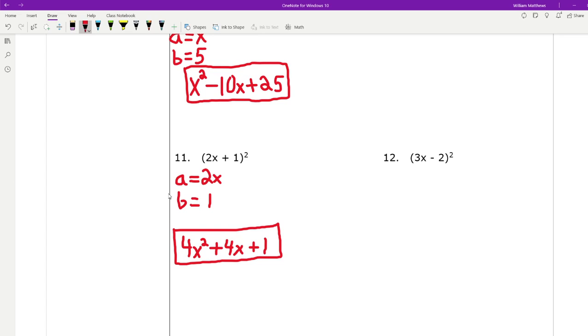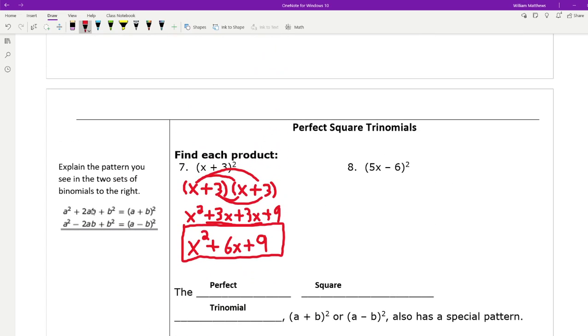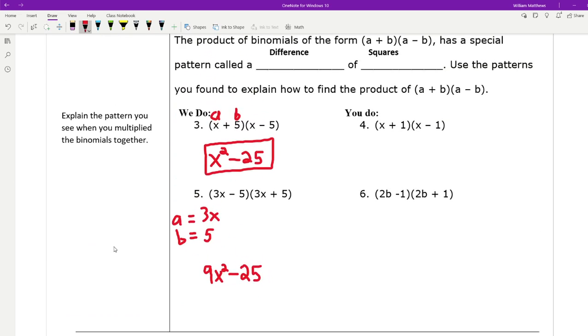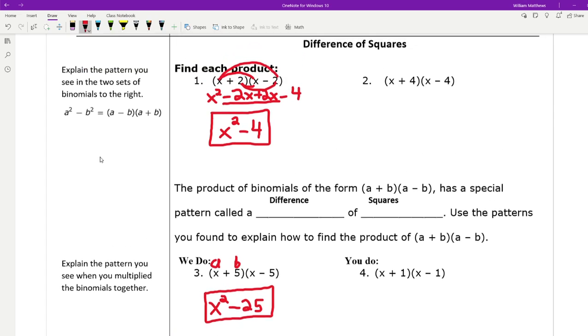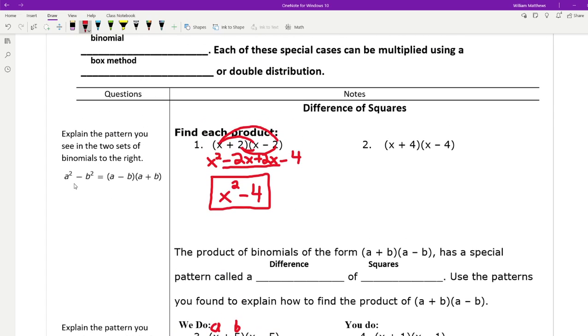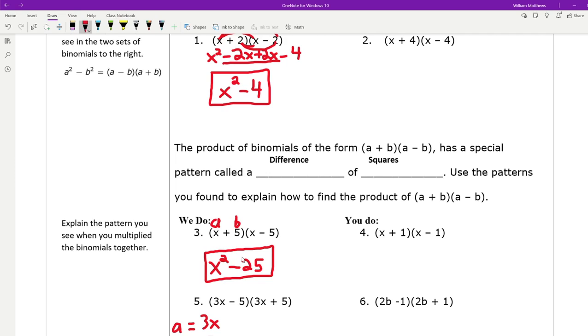So, if you get comfortable with the patterns, you can use our 2 rules for perfect square trinomials to make the work a little bit easier. Or, in this case, for difference of squares, you can use the 1 rule in order to simplify how much work you have to do. Instead of writing all this work, all the lines included, to visualize the double distribution, I can just go directly to an answer. And that is the point of figuring out patterns in the work that we do.